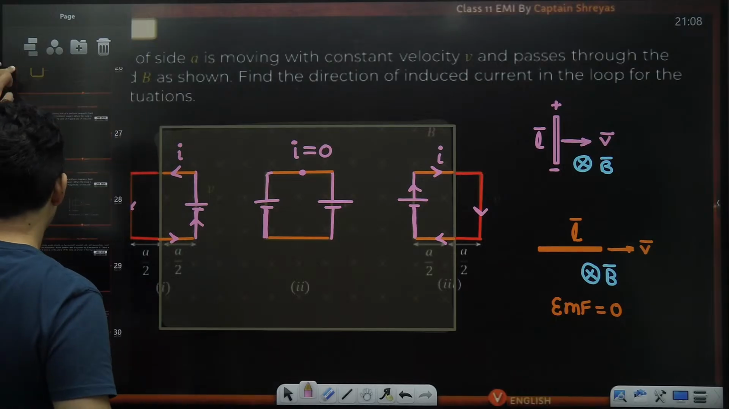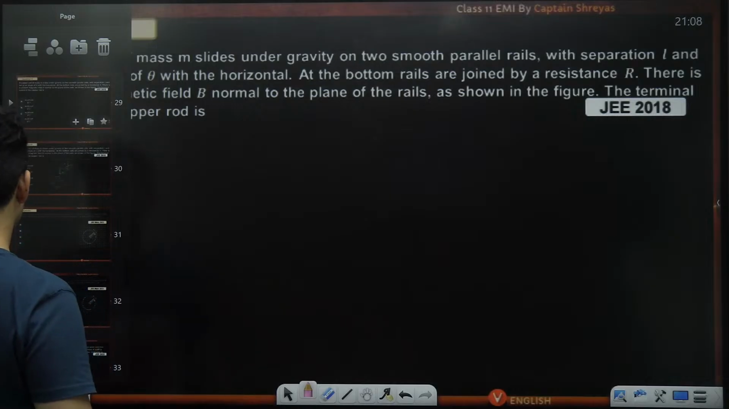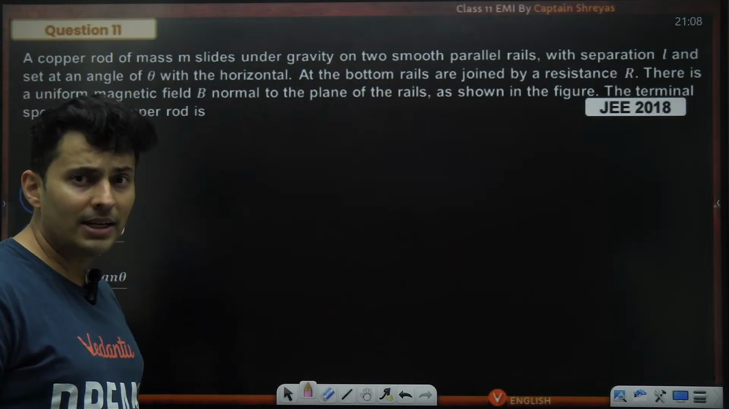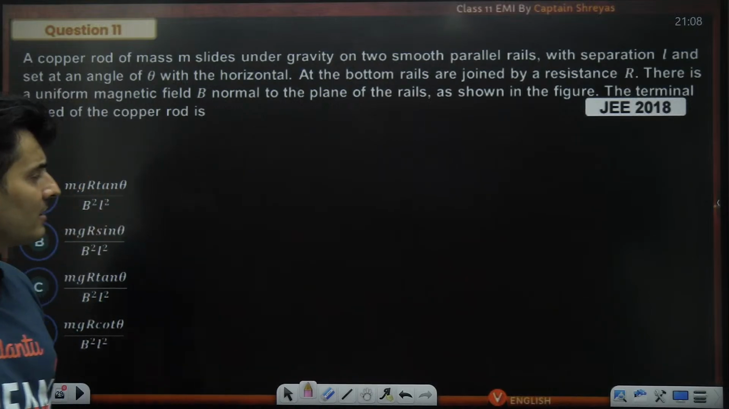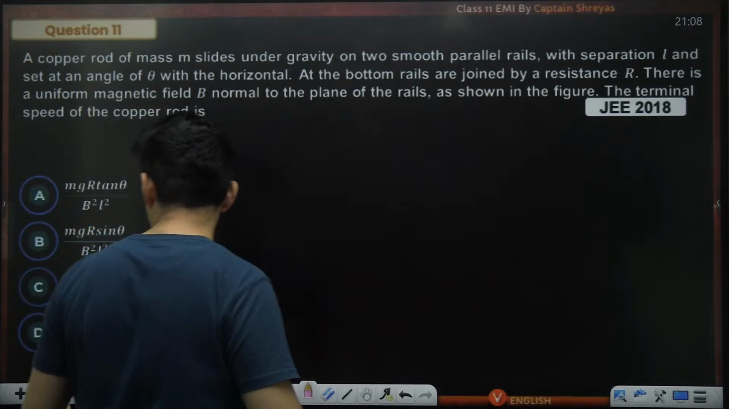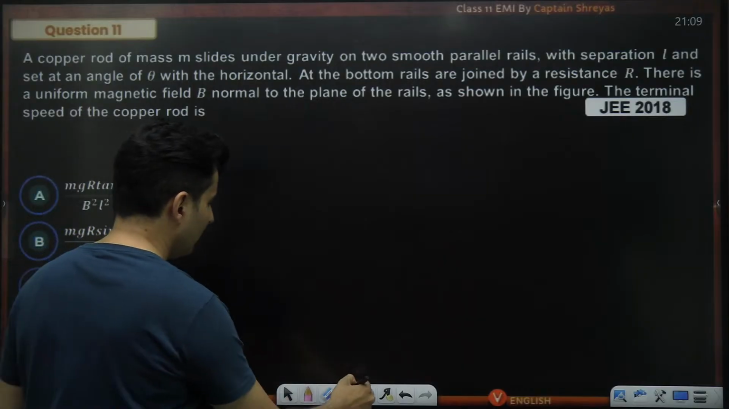Let's go now to the next amazing question on your screen, and here it is. A copper rod of some mass slides under gravity on two smooth parallel rails with separation L and set at an angle of theta with the horizontal. At the bottom, the rails are joined by some resistance. There is a uniform field normal to the plane of the rails as shown in the figure. I think it's not there, but we'll draw it. Find the terminal speed of the copper rod. Very interesting question. Let me first draw one diagram here, then we'll go ahead.